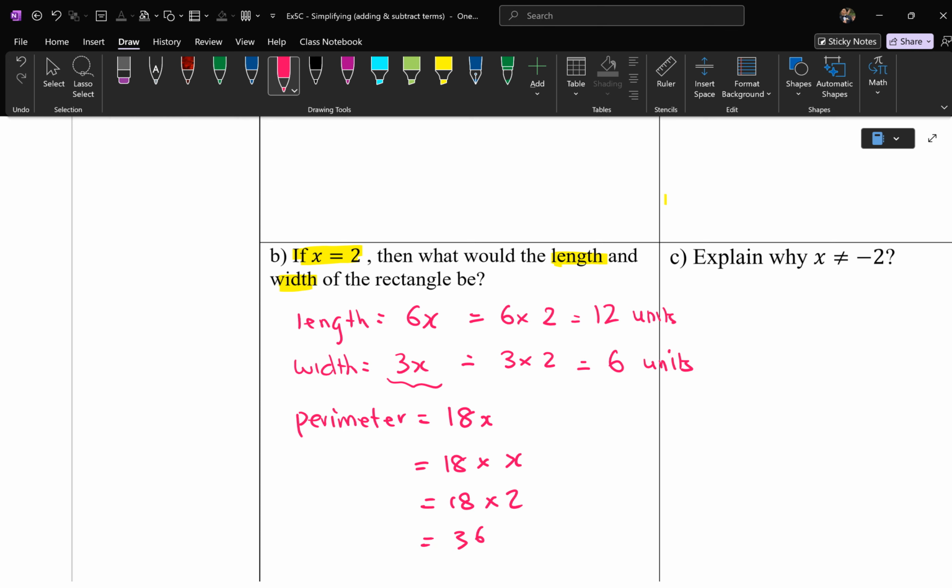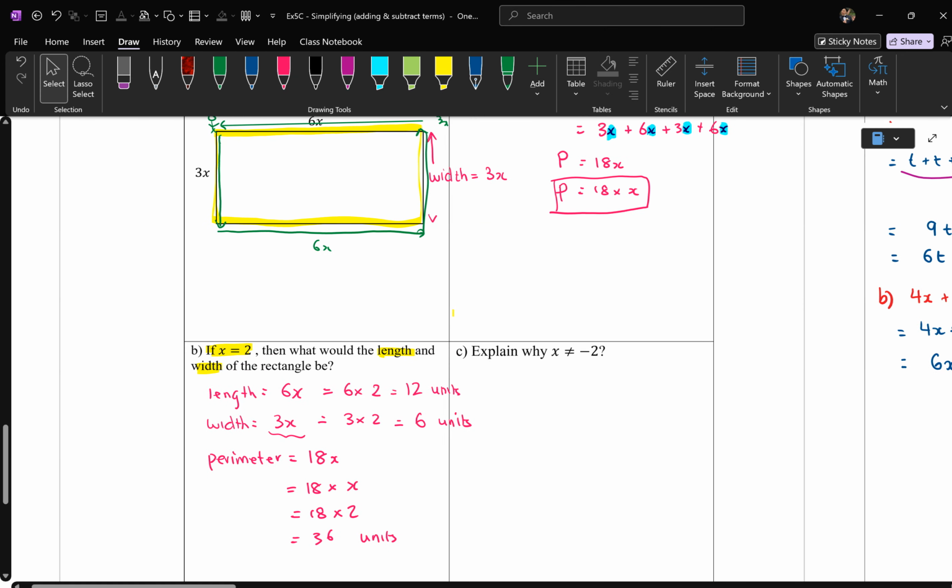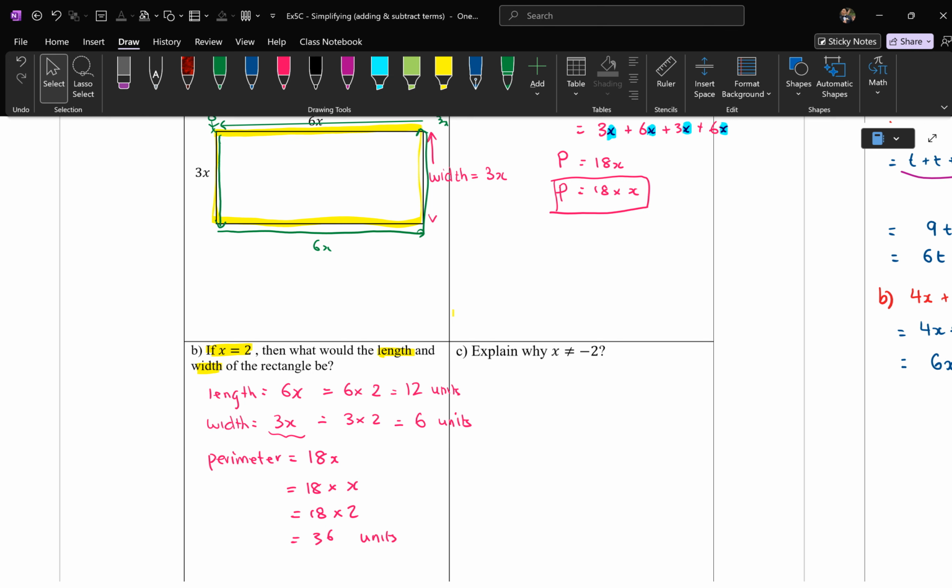36. You see the benefit of using algebra to simplify your expression. You then don't waste time doing it over and over again. Yeah? So that's the benefit of why we simplify expressions. Instead of writing 3x plus 6x plus 3x plus 6x, we realize that it's actually just 18x. So as soon as you know what x is, you can actually work out the length, the perimeter, and the width. That's the benefit of the ability to write expressions.